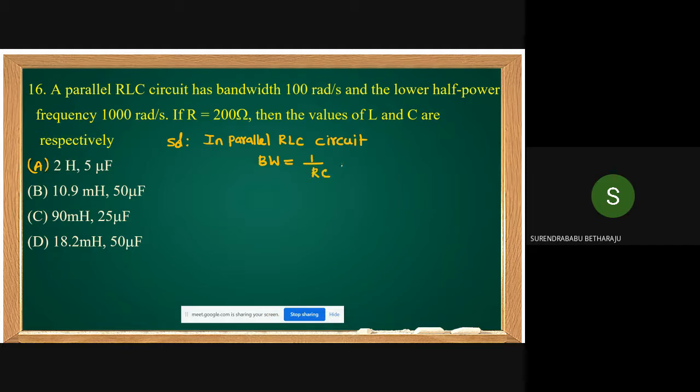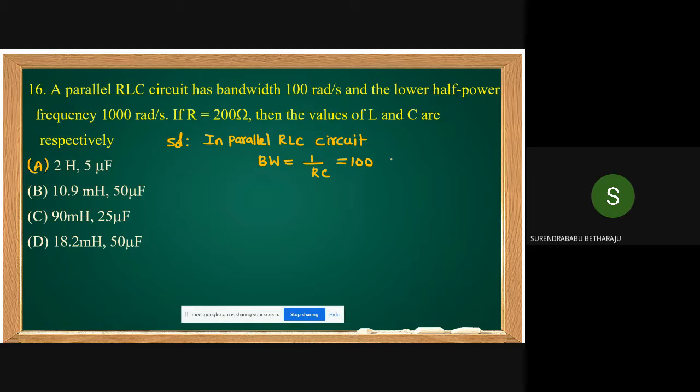How much bandwidth is given? The bandwidth is 100 radians per second. That is given in terms of omega, omega 2 minus omega 1. 100 radians per second means it is not F2 minus F1. If it is 100 hertz, it means F2 minus F1. If it is 100 radians per second, it means omega 2 minus omega 1.